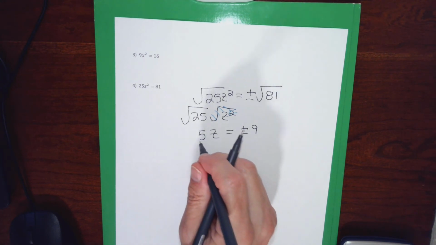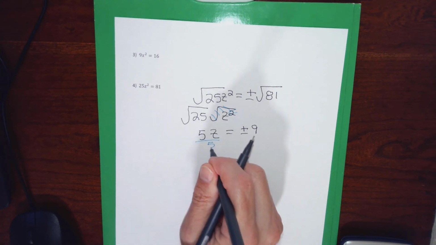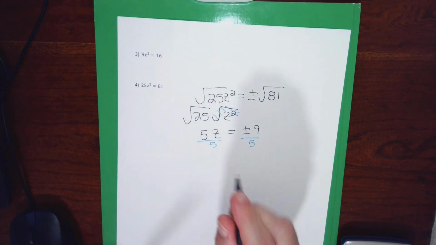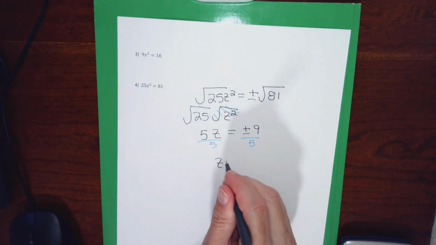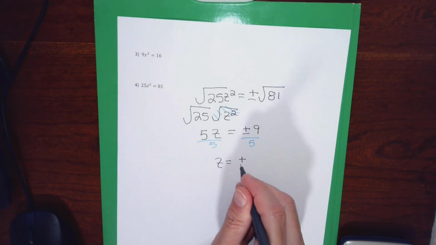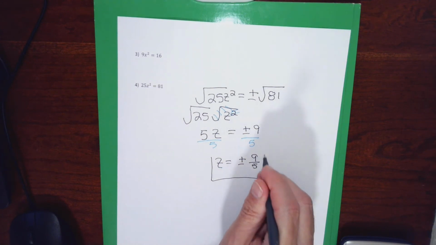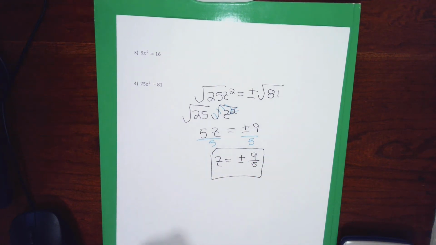I don't need a special calculator for that. That's one I have memorized, but you can use your calculator just fine. I'm going to divide by 5, and then usually I write the plus or minus sign before a fraction if there's a fraction answer. That would be my answer for number 4.